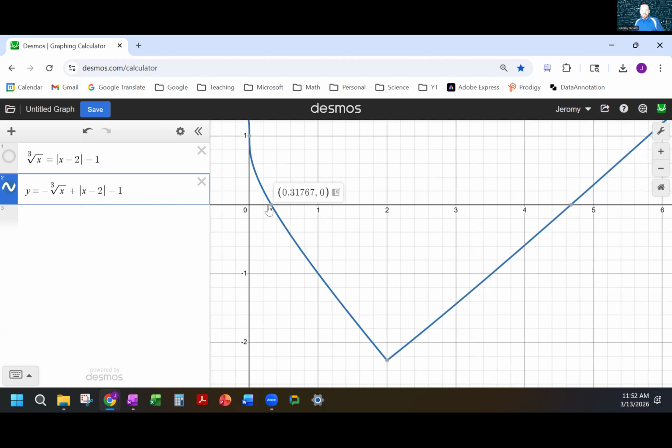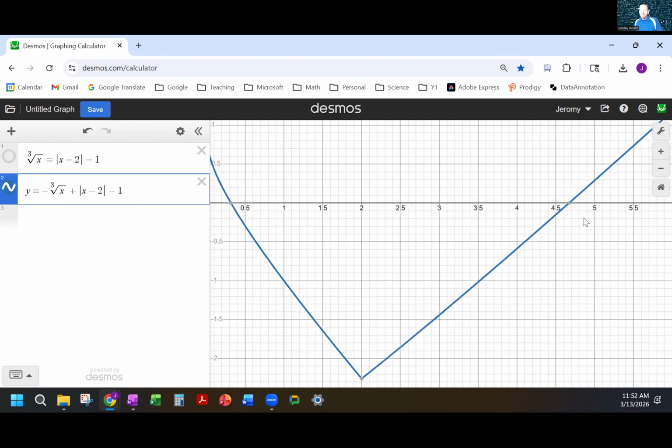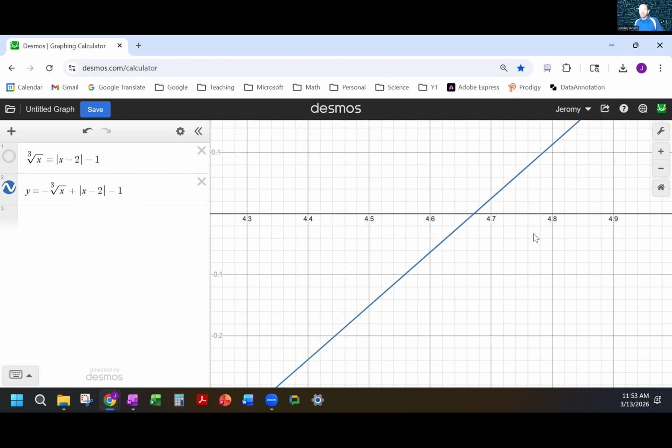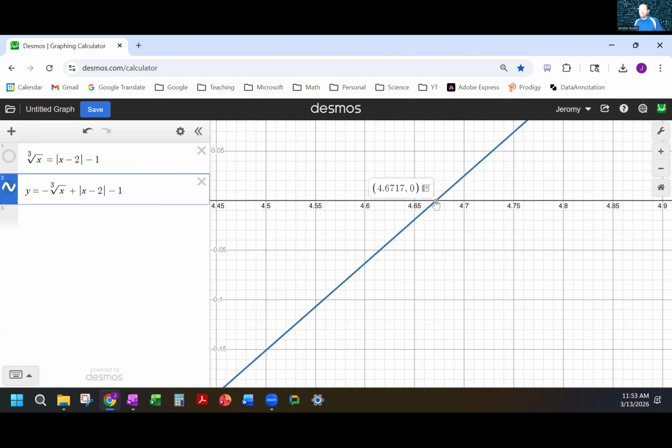So here's one of our solutions, and it is 0.31767 is one of our solutions for x. And we want to find the other solution. Well, if we zoom in enough, you can see what it is. It'll tell you right there. But if you really need to zoom in more and be more accurate, you can find out what it is also that way. We want to find the nearest tenth.